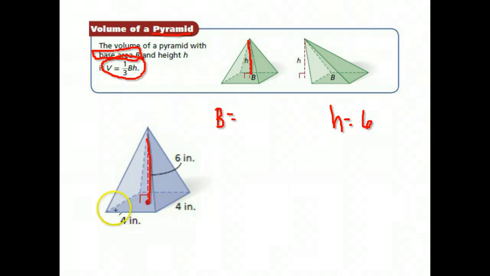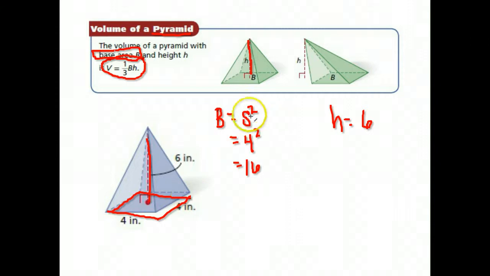The area of the base, I want to go, okay, what shape is the base? If I look at it, it's 4 by 4, it's a square. Then you have to go, okay, now how do I find the area of a square since that's the shape of my base? The area of a square is the side squared, or length times width. So I get 4 times 4, or 16 for the area of the base.